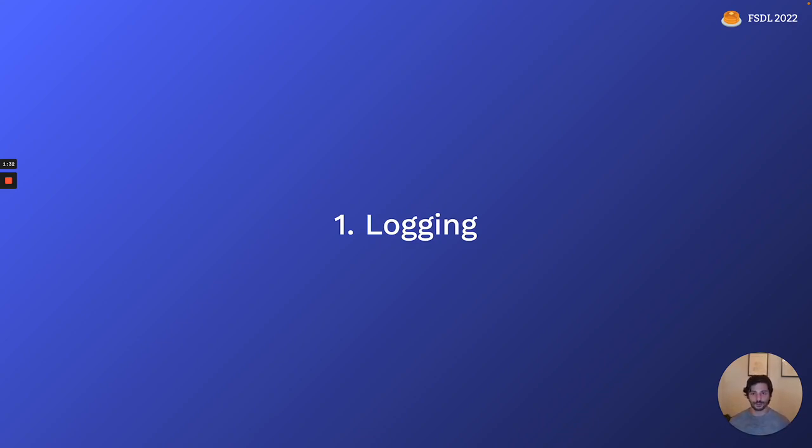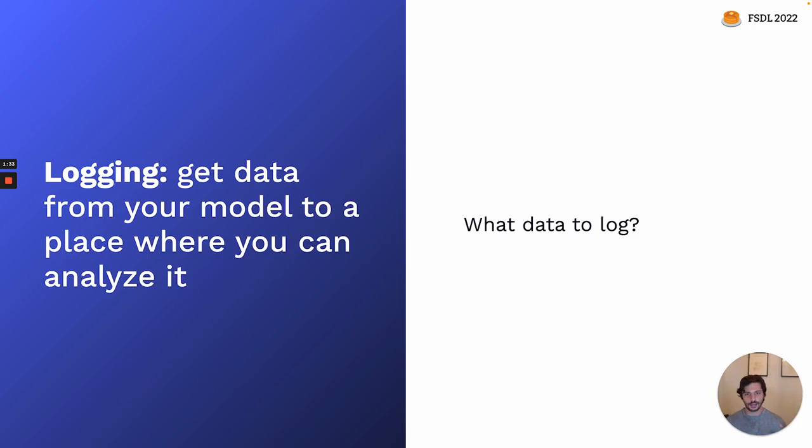Next, we're going to talk about, for each of the stages in the continual learning loop, what are the different ways that you might be able to go beyond the basics and use what you learn from monitoring and observability to improve those stages. The first stage of the continual learning loop is logging. And as a reminder, the goal of logging is to get data from your model to a place where you can analyze it. And the key question to answer is, what data should I actually log?